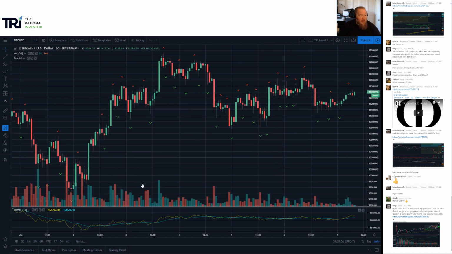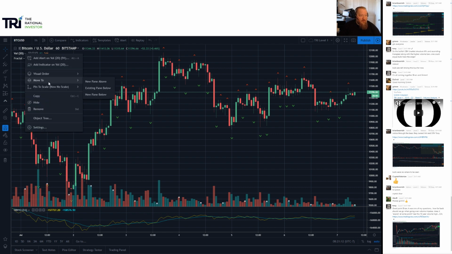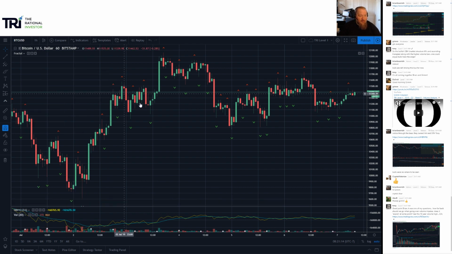All right. And what I like to do is I will then take the volume study and I will move it down into that lower frame. So I go to, and this may look a little different if you have a free account, but it's basically the same. You're going to click on the drop down and you want to move to existing pane below.